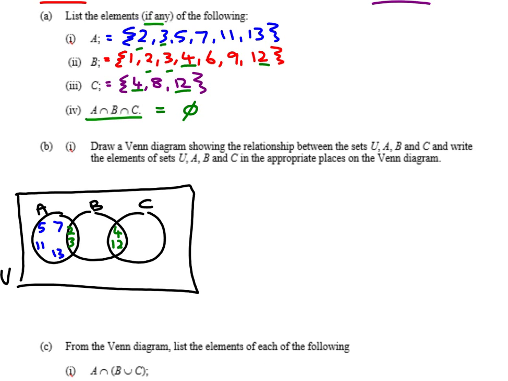So what are the remaining ones in B? The remaining ones in B are 1, 6 and 9. And what are the remaining ones in C?